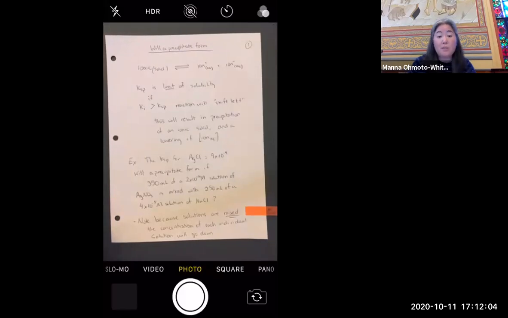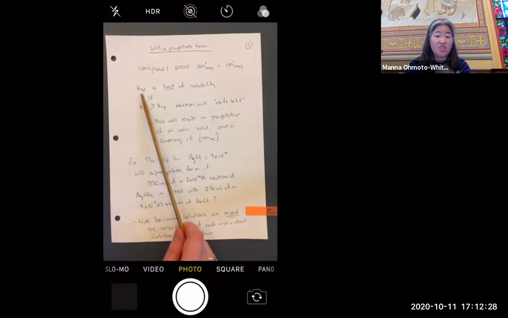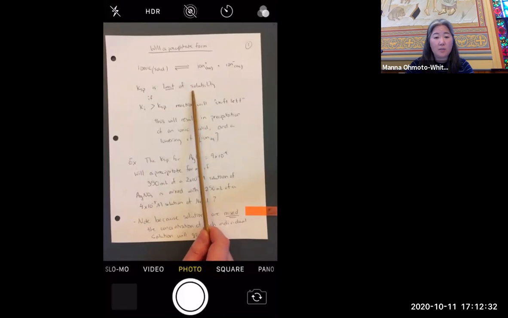Will a precipitate form? This is a common question that we ask, not just in the lab, but in real life. So will a precipitate form really is looking at KSP and looking at it against Qi. Remember that Qi is that instantaneous K value, and we're looking to see whether or not it exceeds or hasn't reached my KSP value. KSP, again, is just another KEQ expression, really looking at the limit of solubility.